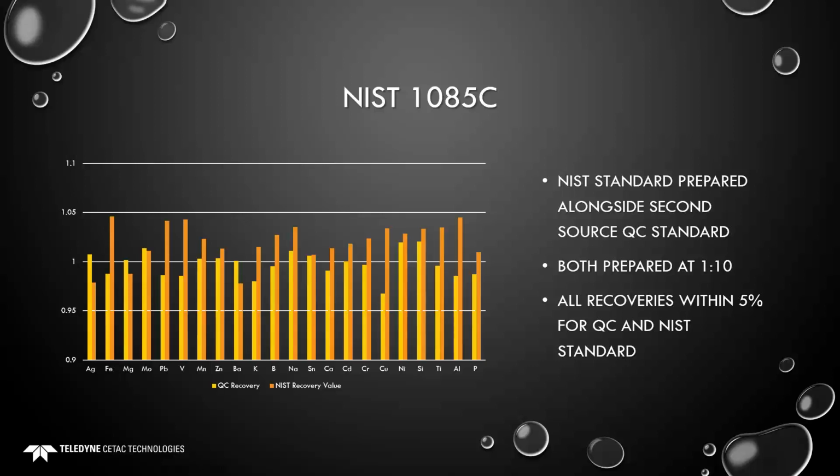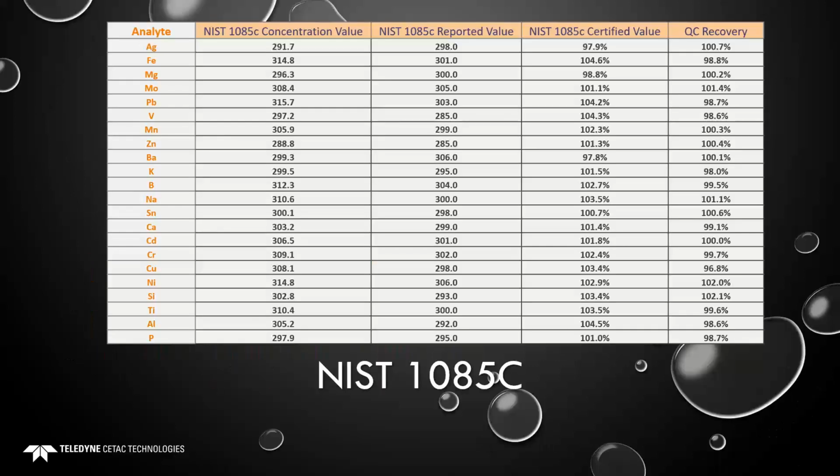And you can see that the one line's kind of right in the middle. There's a little up and a little down, but everything's within the 5% recoveries, which can be fairly difficult to do, especially with oil samples. And then here's the actual data itself, tabulated with the certified values. That's our recoveries of both the NIST standard and the QC standard on the far right. And again, everything's within 5%. So we're very happy with that.